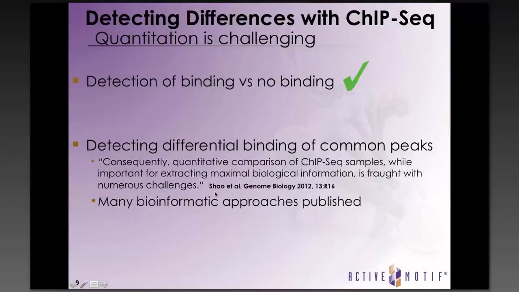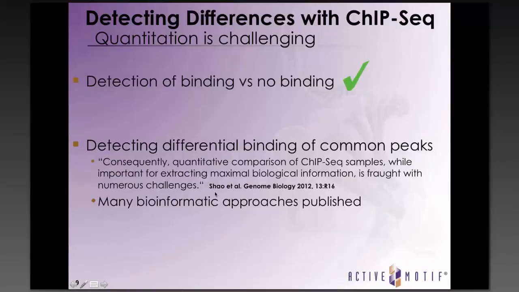So as the cells differentiate, you can clearly see both activating marks and repressive marks shifting during that differentiation. The story is not so clear when it comes to detecting degrees of changes at commonly bound sites across multiple samples. And since many people have seemed to have problems detecting these changes, there's been a number of publications over the last few years trying to address this problem bioinformatically.